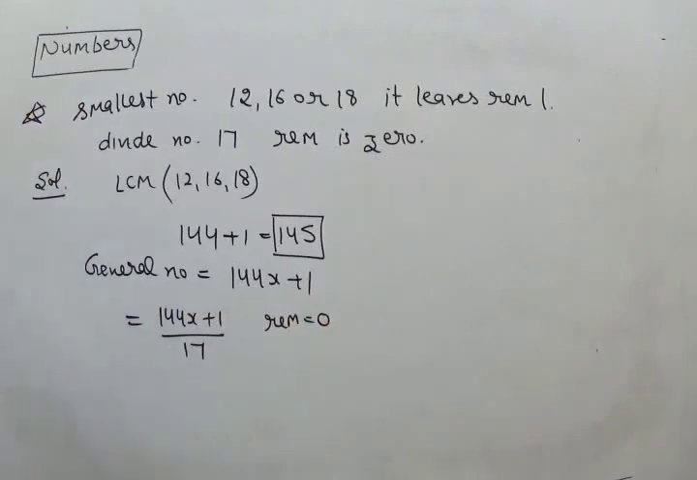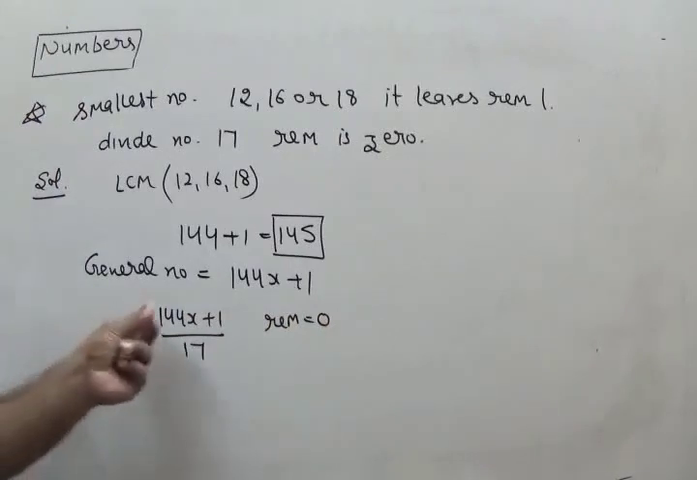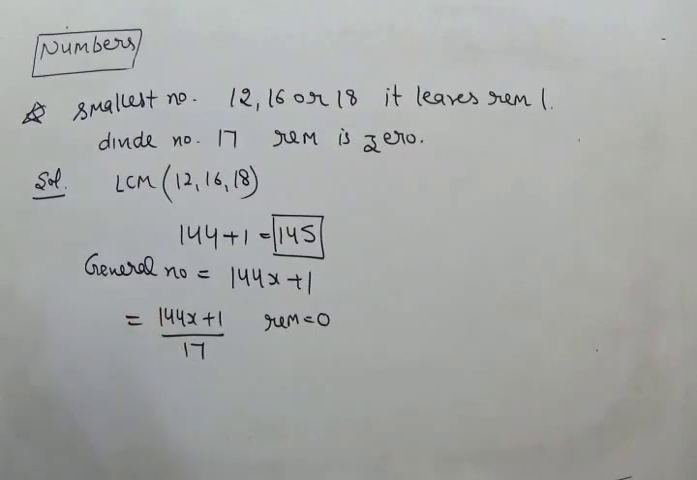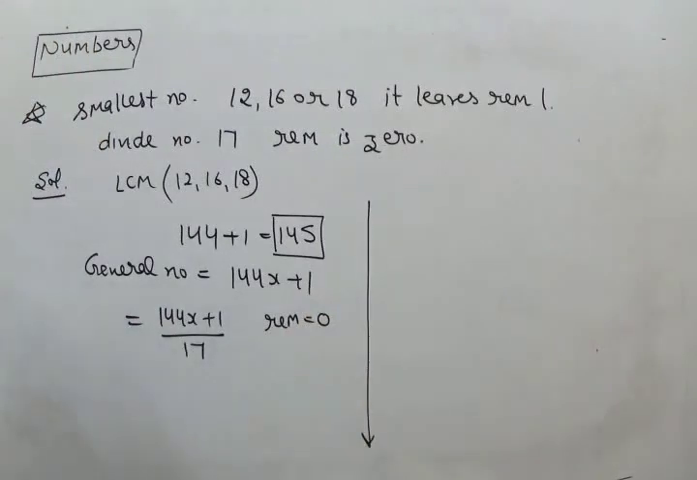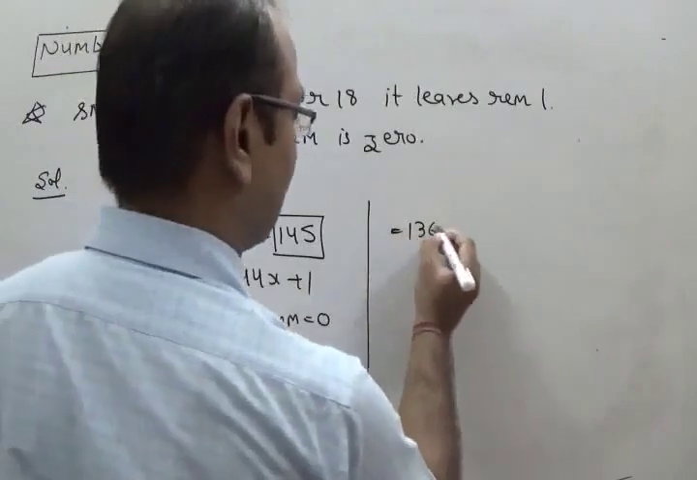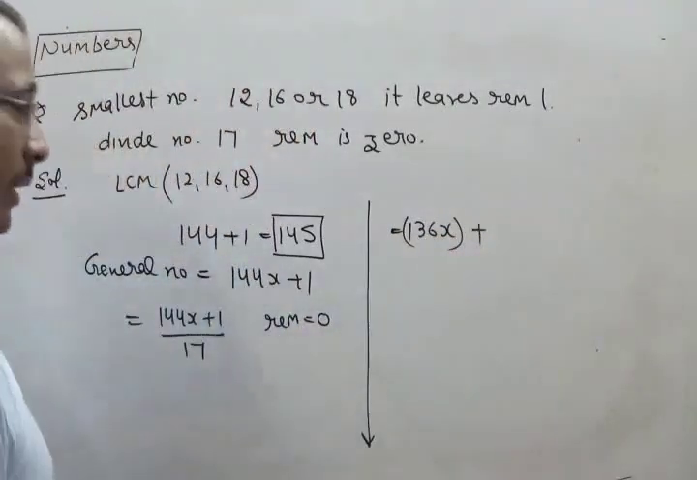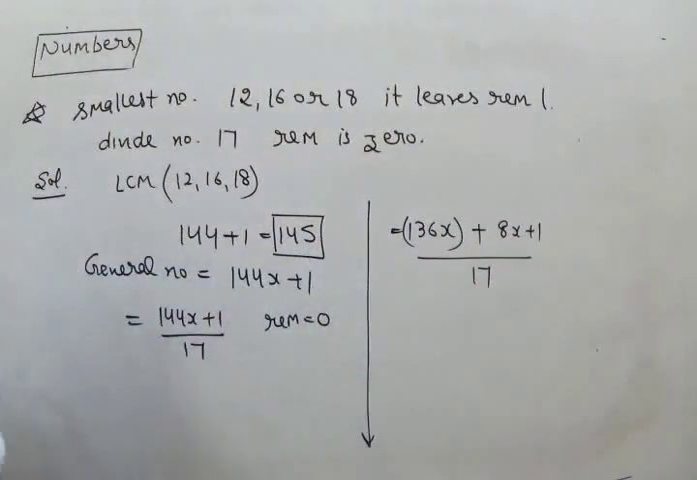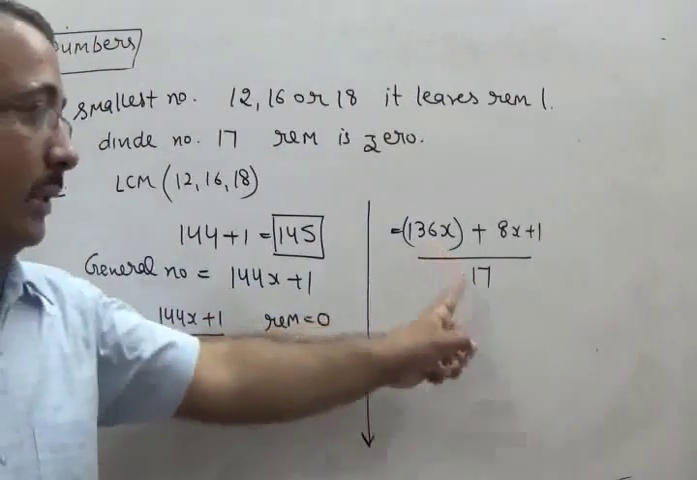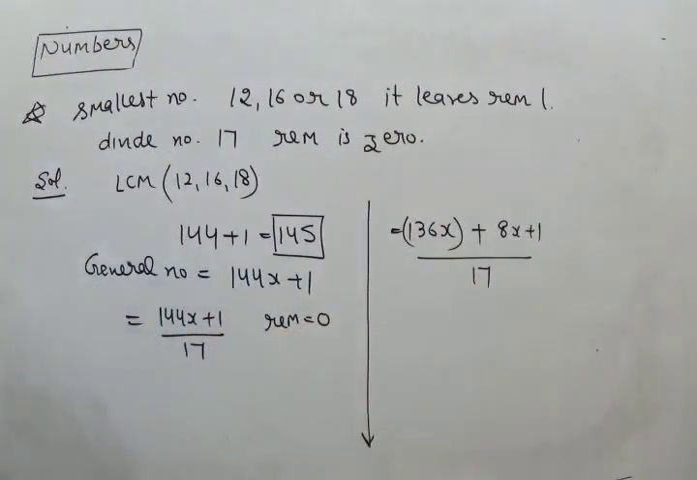Again we will apply that same approach. Earlier I told you, you may start by putting x as 1, 2, 3, but that is a lengthy approach. What is the smaller approach? You have to break this 144 into multiples of 17. Here 17 times 8 is 136, so I may break it as 136x. What is left now? We are left with 8x plus 1, and that has to be divisible by 17. 136x is always divisible by 17, so I am left with 8x plus 1, which has to be divisible by 17.